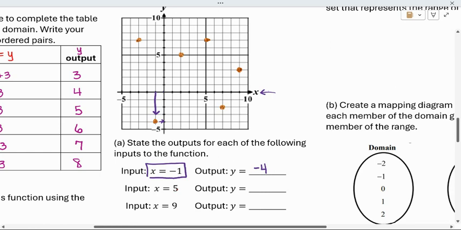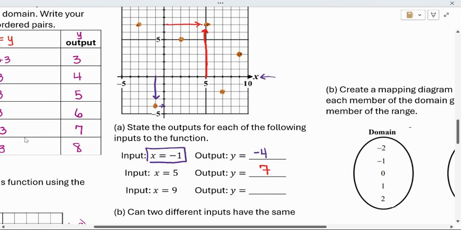When I input the number 5, so x equals 5 right here, my output is going from what number on the y-axis? My output coordinates to what number along the y-axis? 7. Good job. When I input the number 9, 9 along the x-axis is right here. My output coordinates with what number on the y-axis? 3.